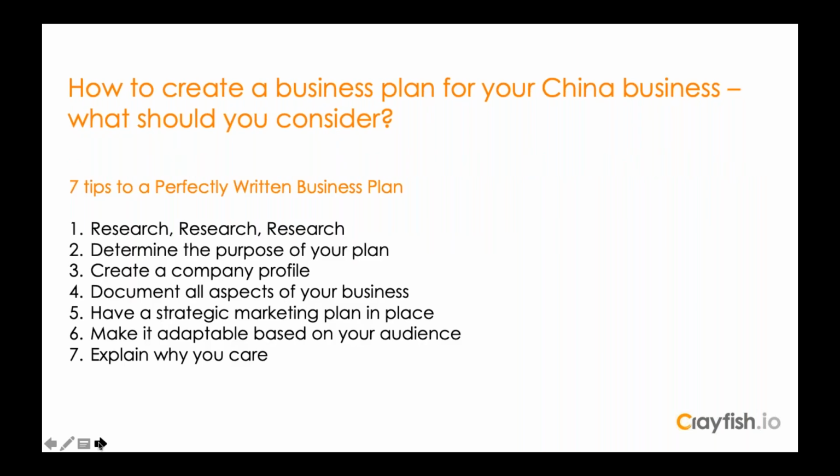So I just wanted to highlight here, 7 tips to write a perfect business plan. The first is research. Don't start writing a business plan until you've done your market research in the Chinese market, right? You've got to understand exactly everything about your business in China. You've got to understand who your audience is. You've got to understand who your competitors are. You have to do the market research in order to understand how you're going to create your company and what type of company you're going to create. It's critical to do your research.